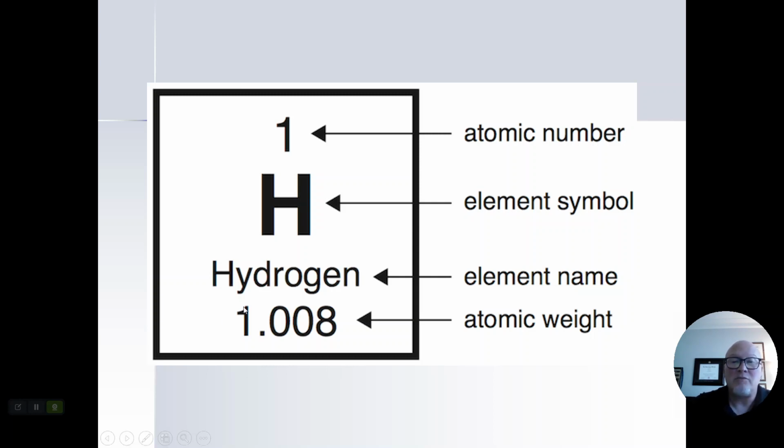So the way that I can determine neutrons, at least for the most abundant isotope, is to take your atomic mass and round it to the nearest whole number. 1.008 rounds to 1. Subtract the atomic number: 1 minus 1, in this case, is 0, and that tells me that I have 0 neutrons in a normal atom of hydrogen. So in a typical atom of hydrogen, I don't have any neutrons. So 1 minus 1 is equal to 0.